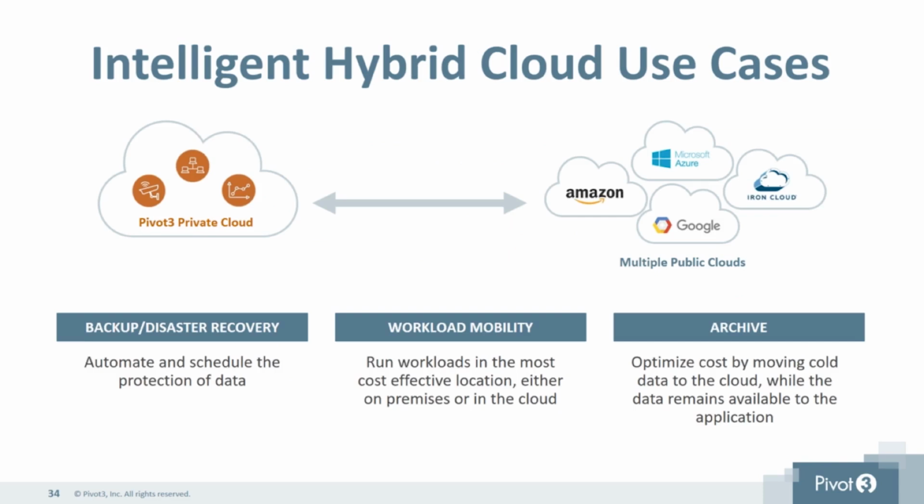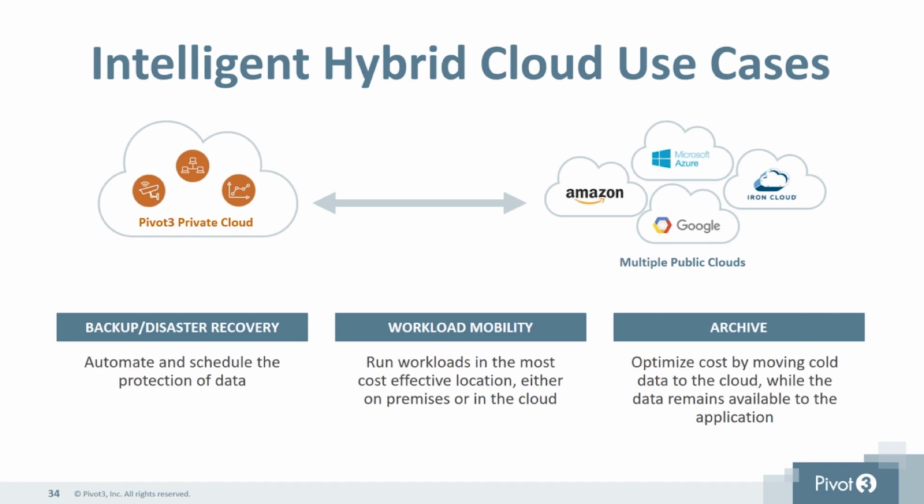So as we develop the intelligent hybrid cloud, these are a few of the use cases that we're focusing on first at Pivot 3. The first one is backup and disaster recovery, which, as Chris mentioned earlier, is one of the key use cases for public cloud. What this will do is leverage the existing Pivot 3 data protection policy management and scheduling capability, and now extend that to the public cloud.